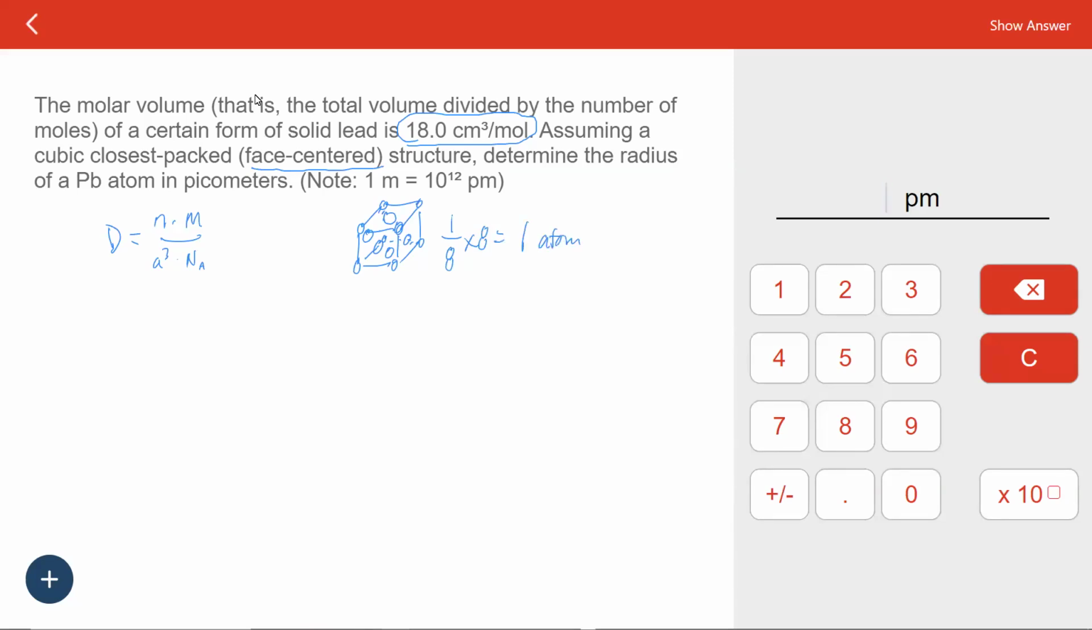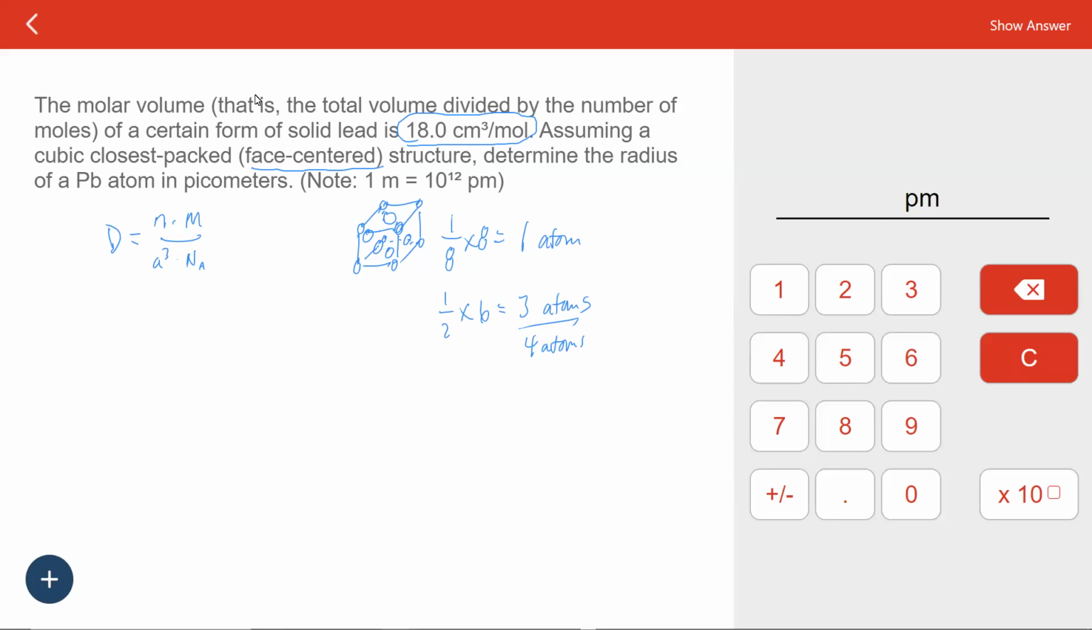And then the 6 face ones is a half. So half of it is in this unit cell, half is in another unit cell. And there's 6 of them, so that's 3 more atoms. So there's 4 atoms total in this unit cell.